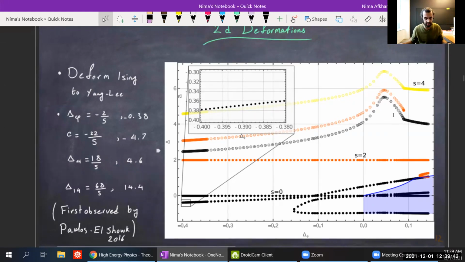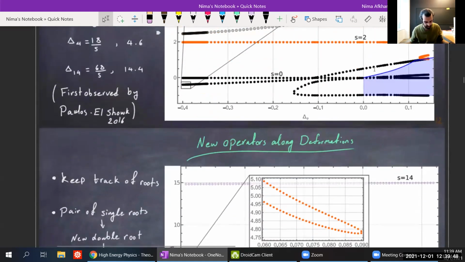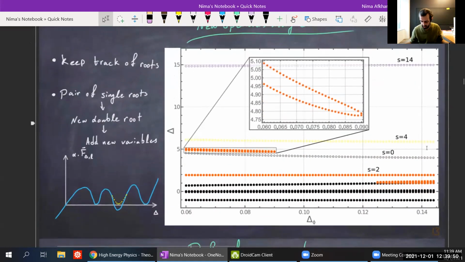Why is there such a jump? The reason is that in order for me to make this flow work, I had to do something. When I started initially deforming this extremal solution, I find that at around -0.09, what Slava described appears. So I get a new set of single zeros that appear in my functionals.